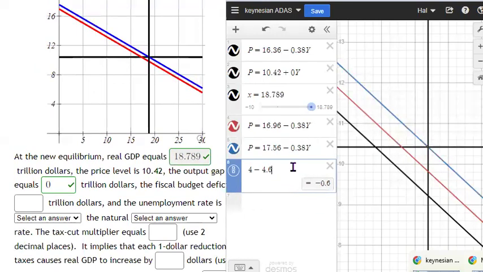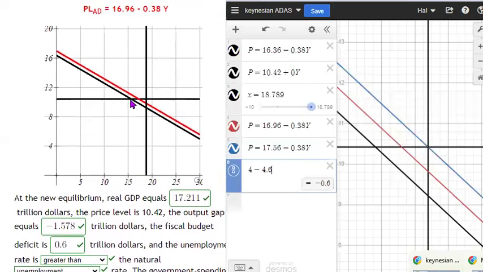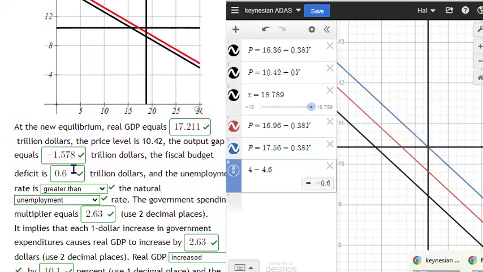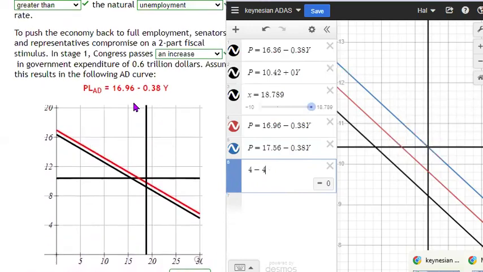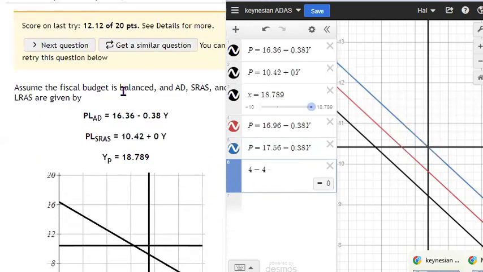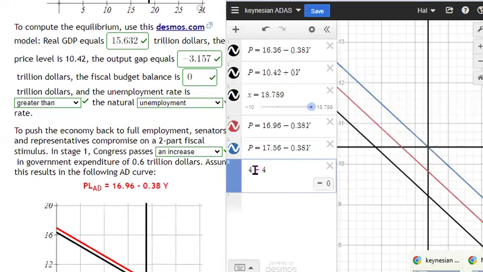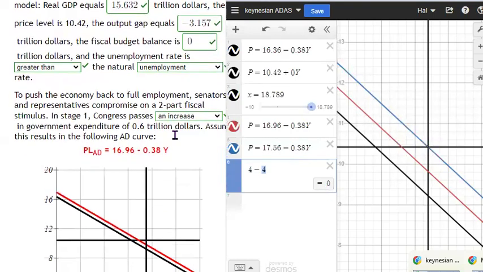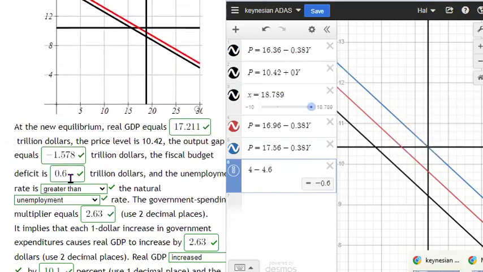Okay, so here is our fiscal deficit after the increase in government expenditure, right? We had a deficit of 0.6. We assumed that the initial deficit was 0 because that's what happens when the fiscal budget is balanced. So we just assumed taxes are 4, government expenditure is 4, which means there is no deficit, no surplus. So that's why that is 0. But here we increase government expenditures by 0.6, right? So our deficit shot up to 0.6 trillion.